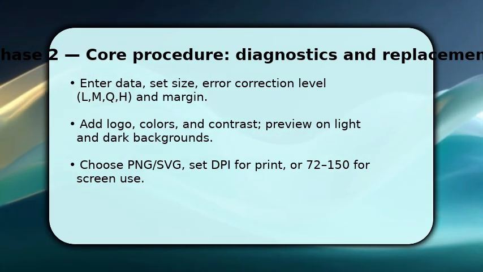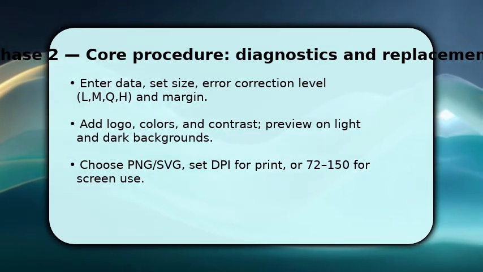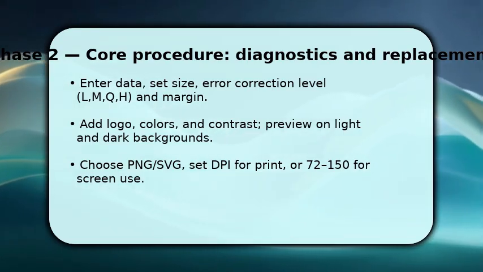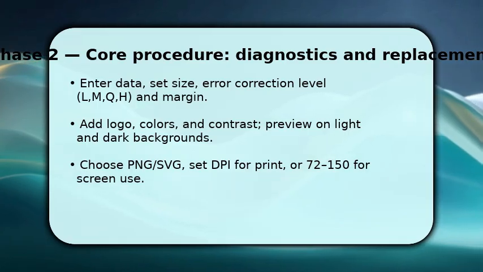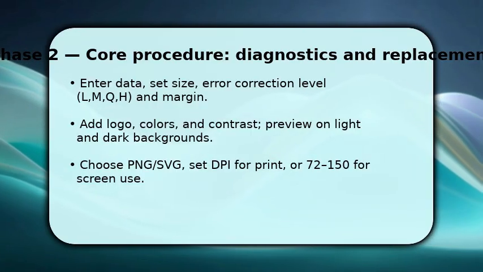Increase error correction, M or Q, if you'll embed a logo. Higher correction lets the code remain readable despite obstructions. Then customize colors but maintain strong contrast. For example, dark foreground on a light background is best.